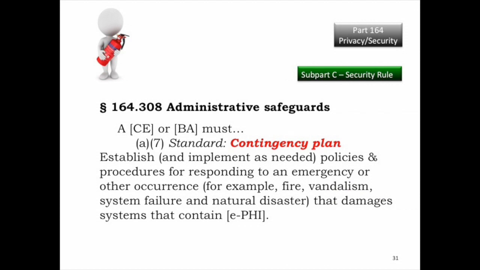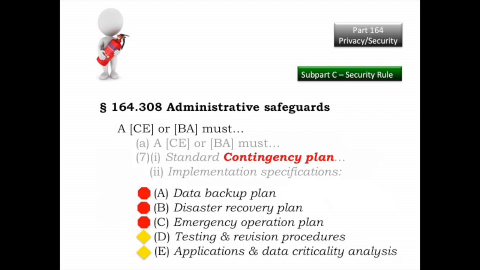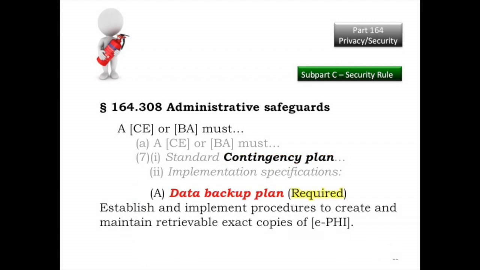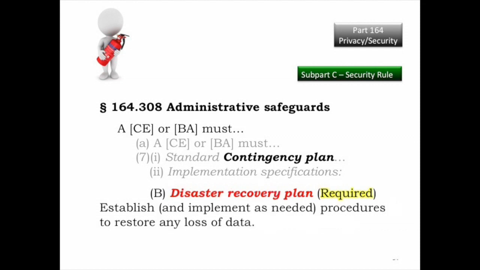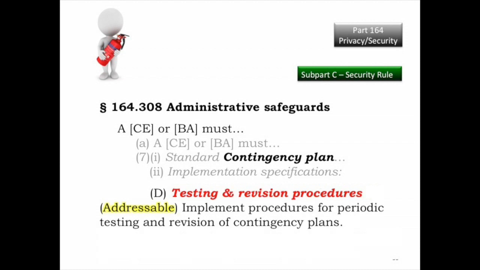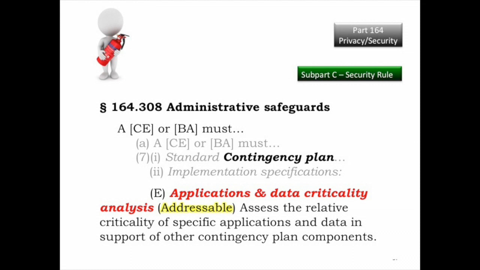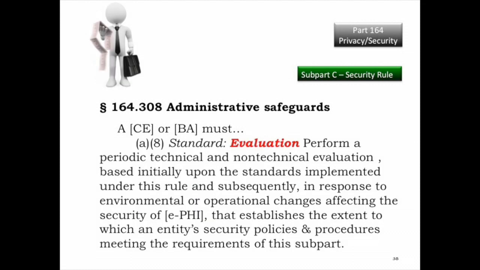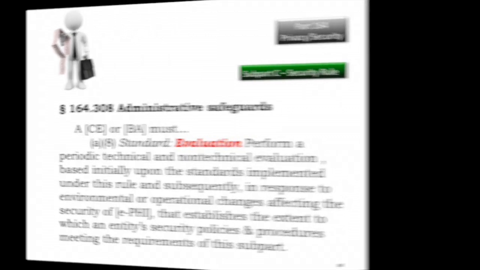The 7th standard is contingency plan. It has 5 specifications. The first 3 are required. Electronic PHI must be backed up regularly and must be retrievable. There must be a formal procedure for restoring lost data. There must be a plan for emergency operations during power outages. Contingency operations should be tested and revised as needed. The contingency plan should prioritize critical data. The 8th standard requires entities to periodically update their security systems.